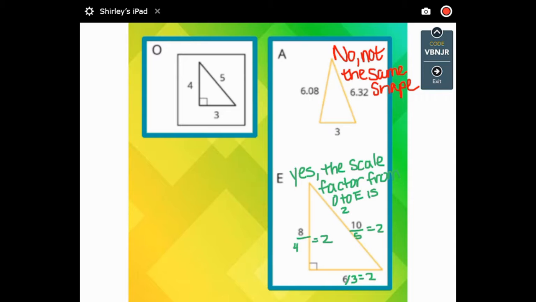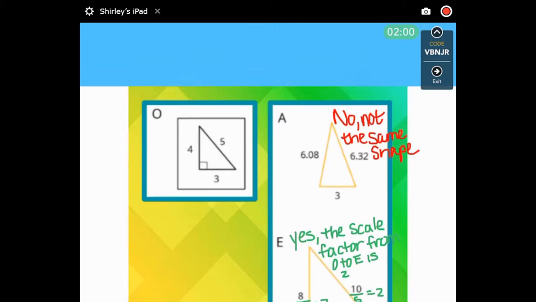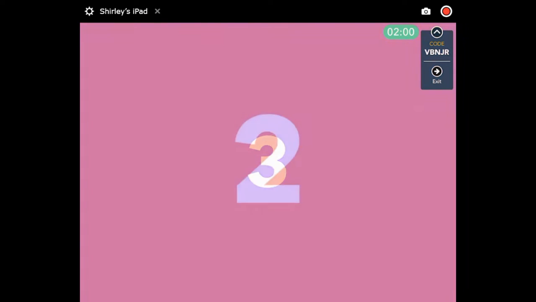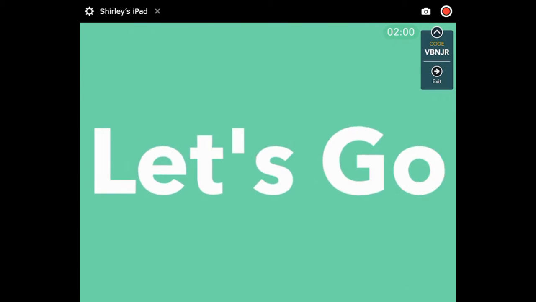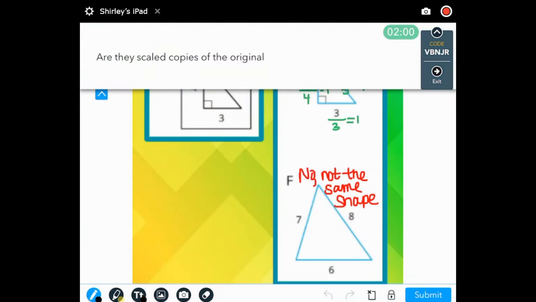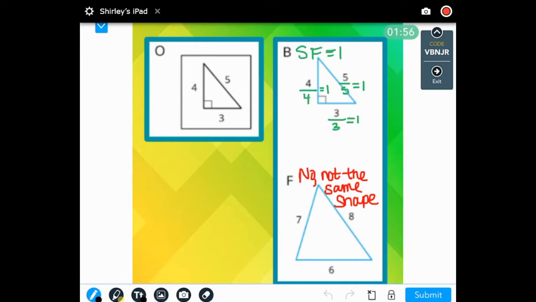Okay? So I'm going to send another pair to your screens for you to work. Now we are going to be looking at triangles B and F. As we move through these, you can see on page 17, they get a little bit more difficult. So what do we think? B or F? Are either of them scaled copies?